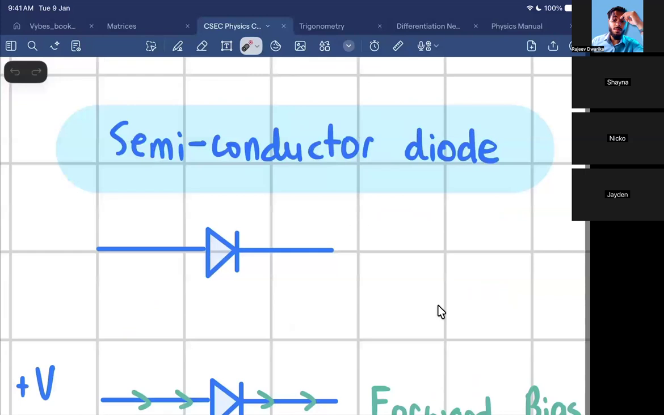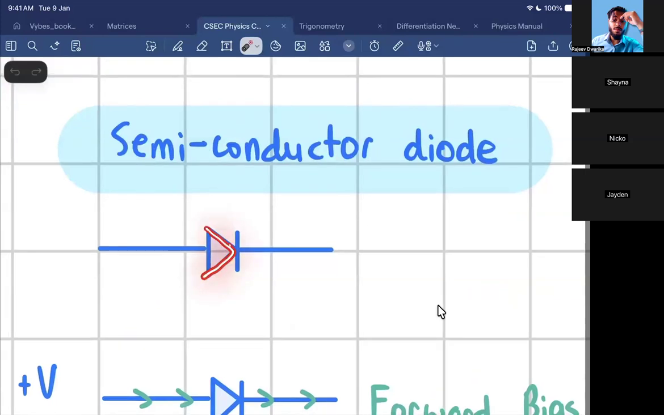Let me explain. Can you all see that the diode sort of looks like it's in this direction? How many of you are seeing that? Yeah. Wait one moment. Alright, yeah. So, that direction.